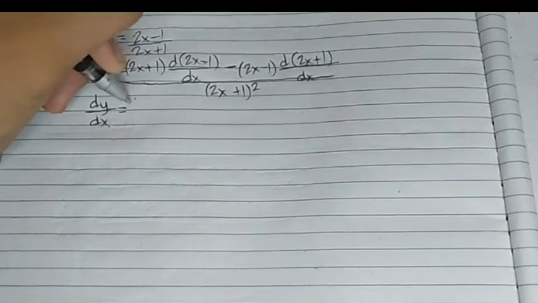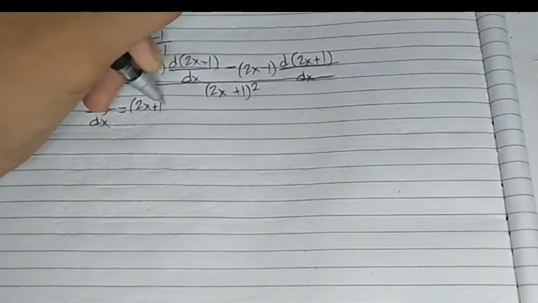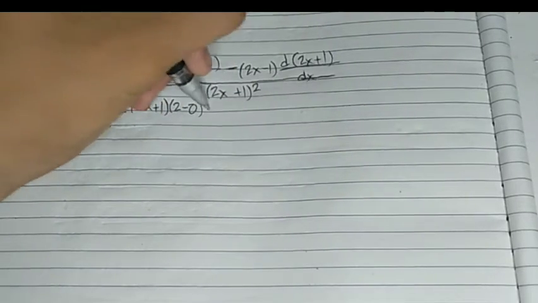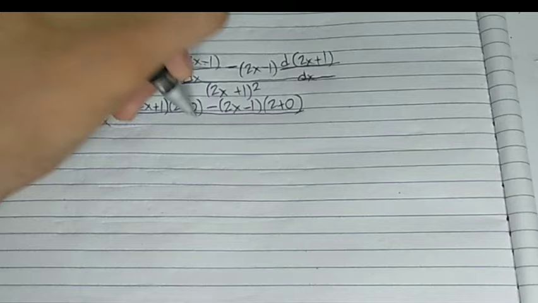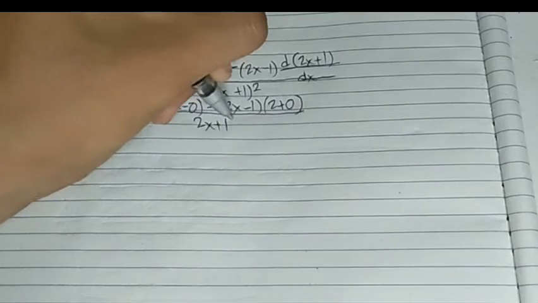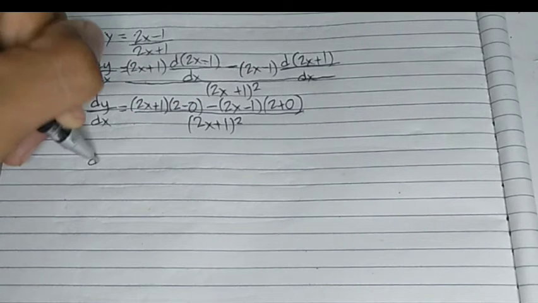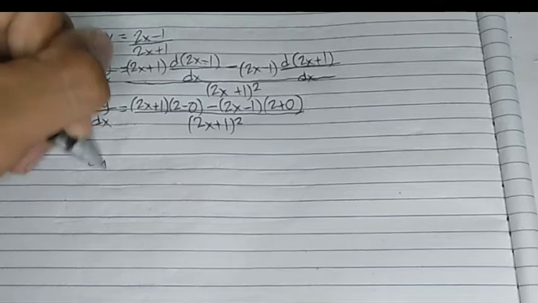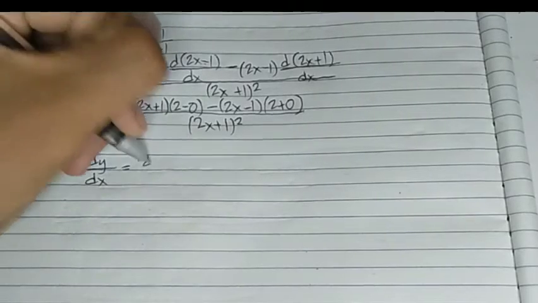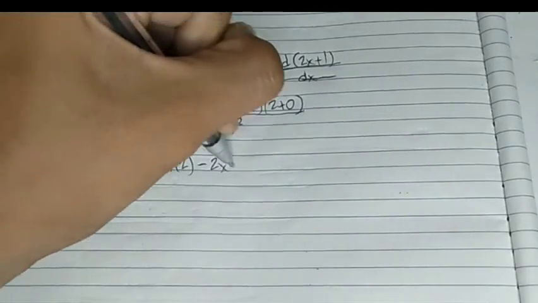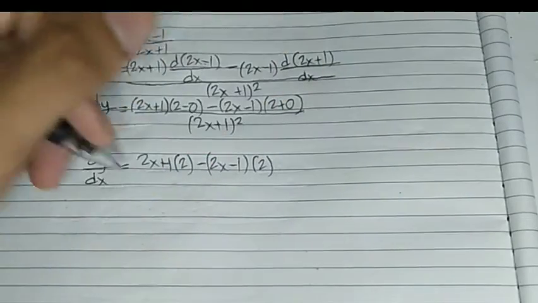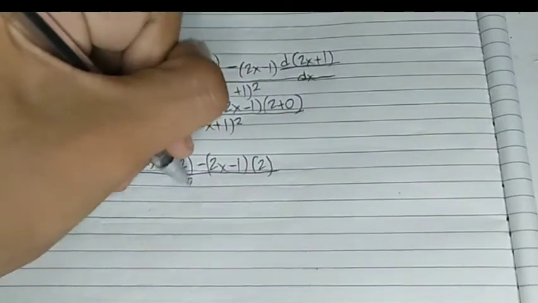Dy over dx is equal to 2x plus 1 times the derivative of 2x minus 1, which is 2 minus 0, minus 2x minus 1 times 2 plus 0, which was the derivative of 2x plus 1. So we used the simple power rule and the constant rule. Dy over dx is equal to 2x plus 1 times 2 minus the quantity of 2x minus 1 times 2, all over 2x plus 1 squared.